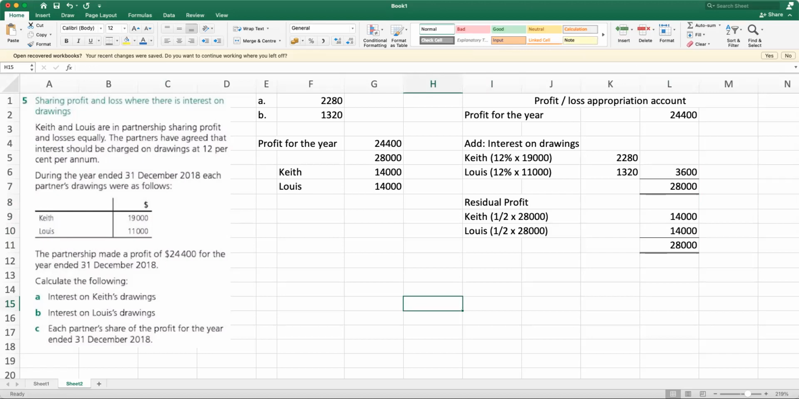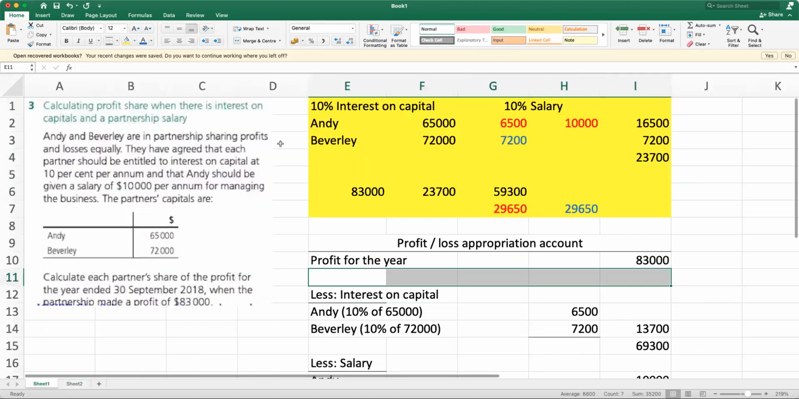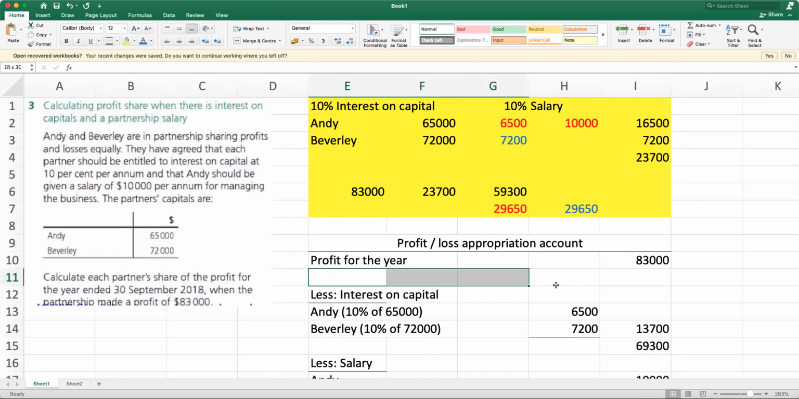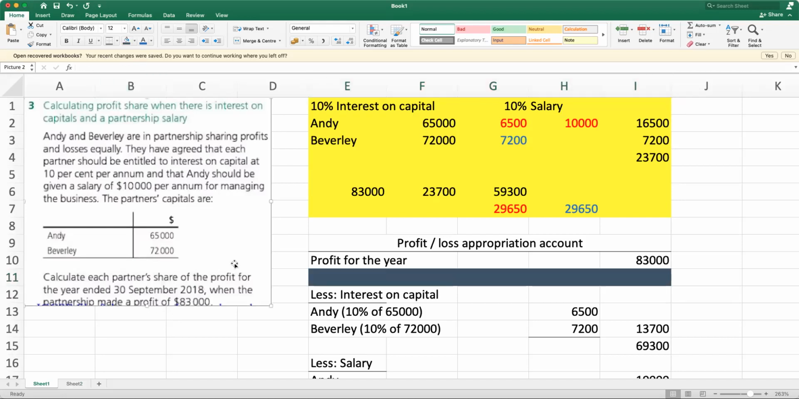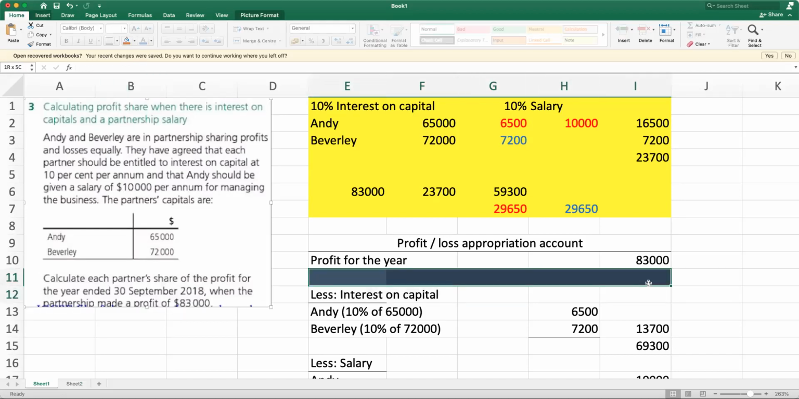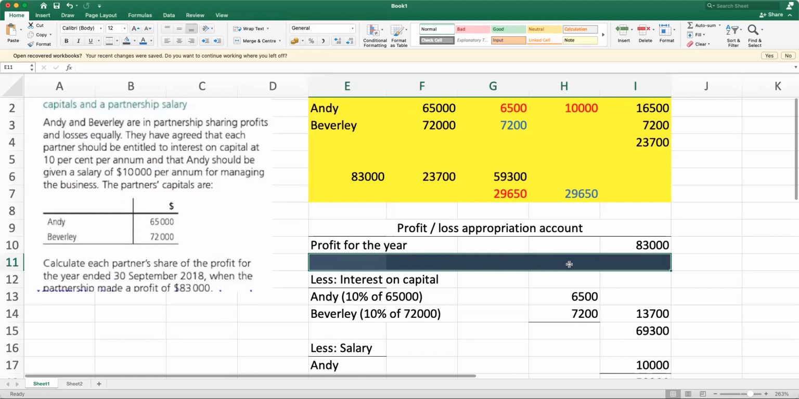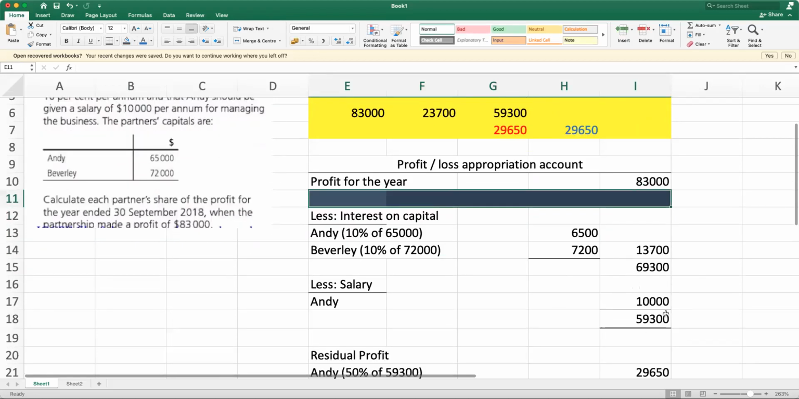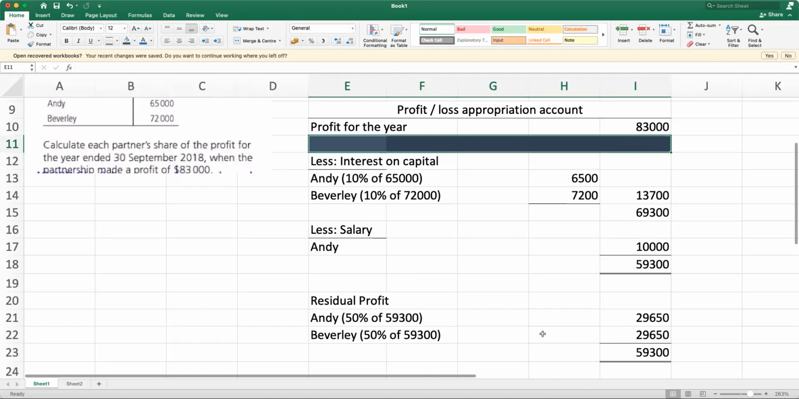So if you're supposed to do both together, then you just add this portion into this portion here. This part is where interest on drawings will appear. I'll just highlight this in blue. This is the part where interest on drawings will appear. So we need to add it, then subtract this, then we get this amount, and only then do we distribute the residual profit.